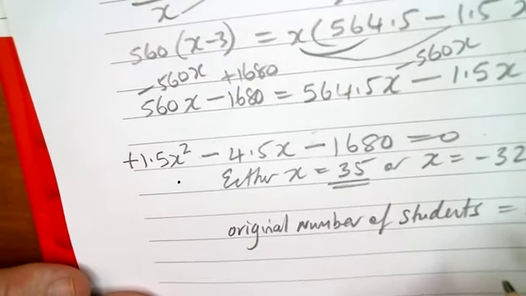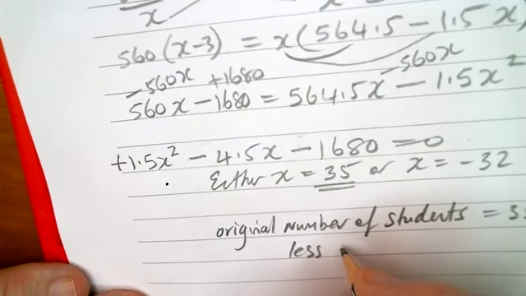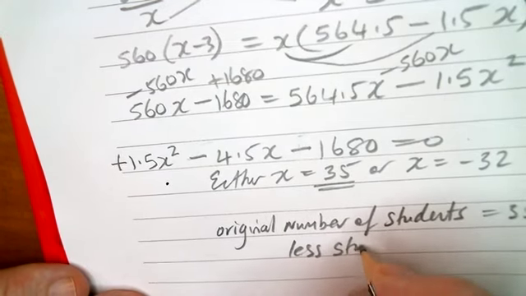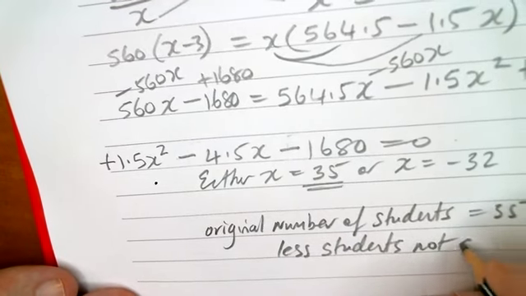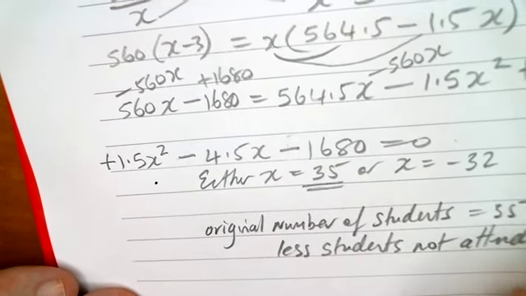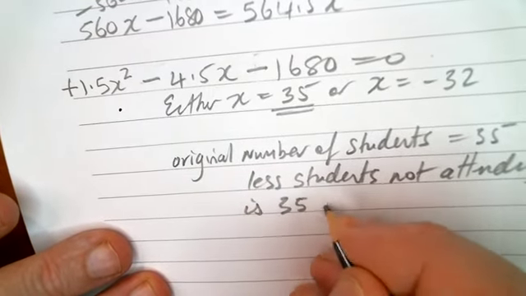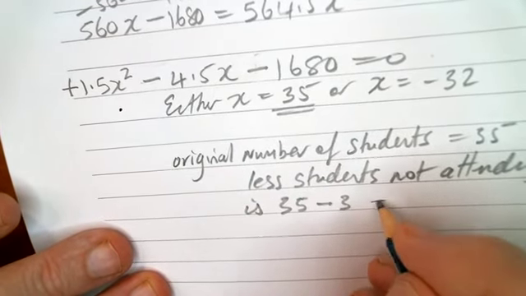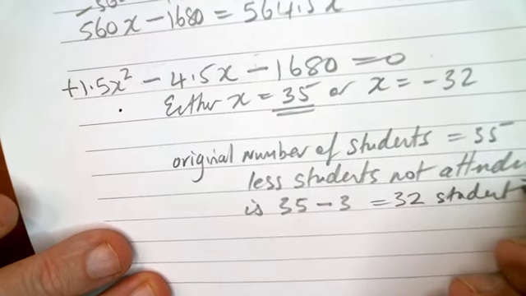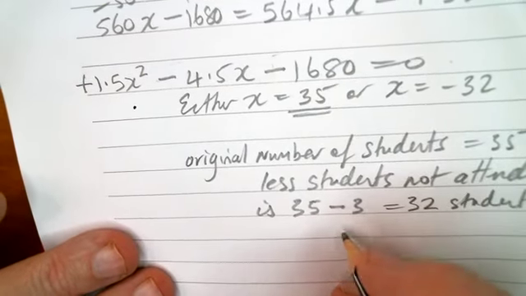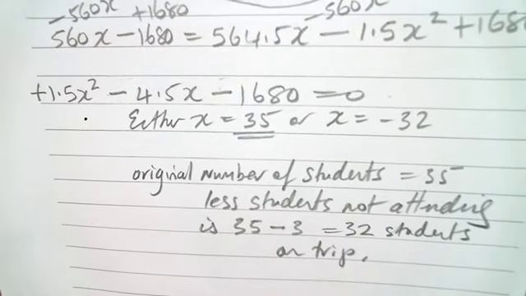I put less students not attending is 35 minus 3 equals 32 students on trip. And that's how I would do that.